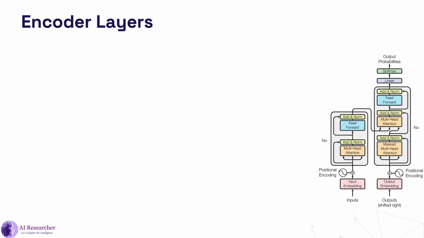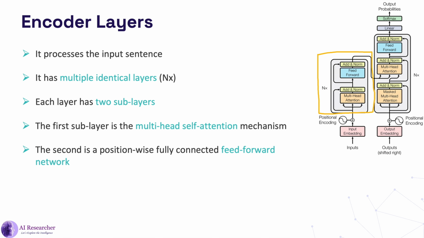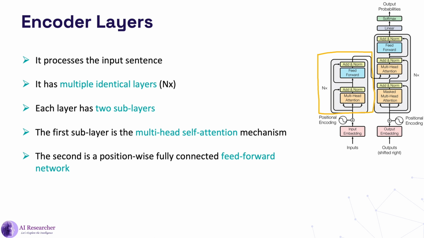So let's see what we have inside the encoder. The encoder is basically used to process the input sentence that we saw before, and it has multiple identical layers that are represented by an N x in the architecture, and each layer has two sub-layers. The first one is a multi-head self-attention mechanism, and the second one is a position-wise fully connected feed-forward network. So let's see the multi-head attention layer.